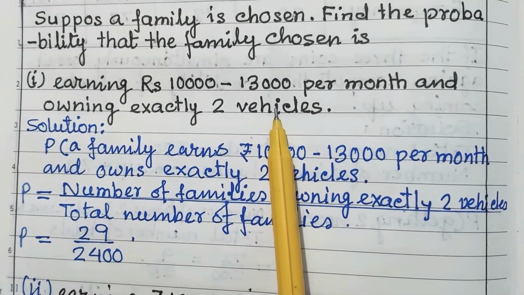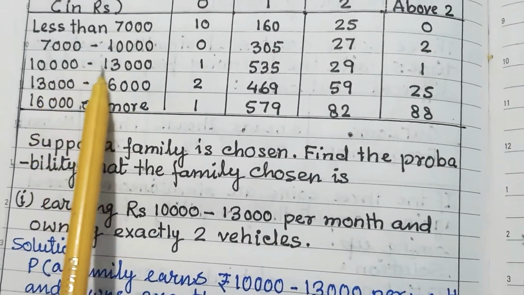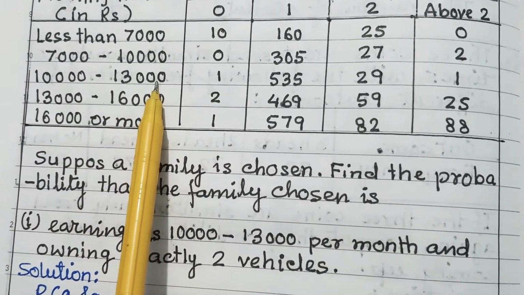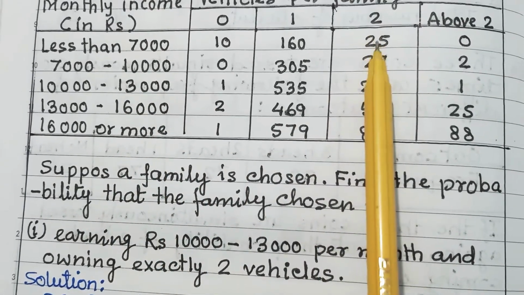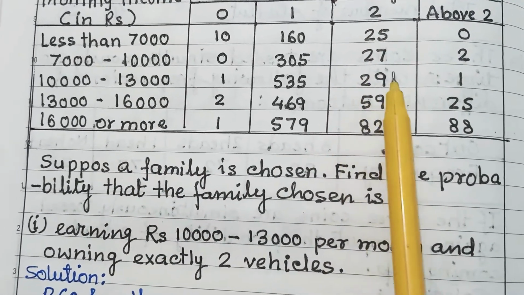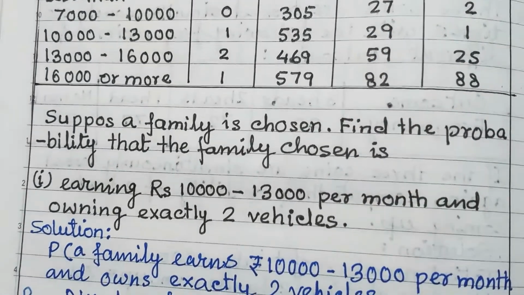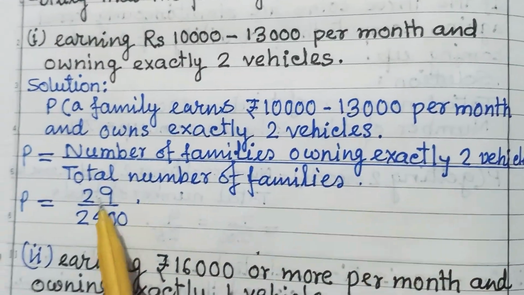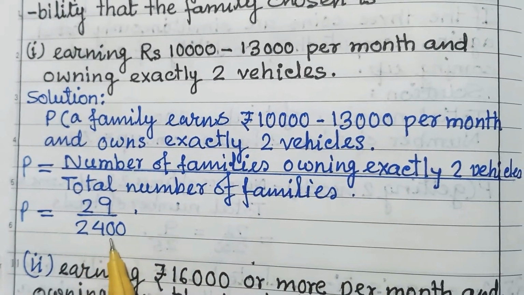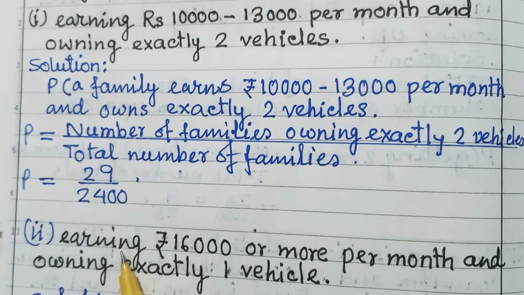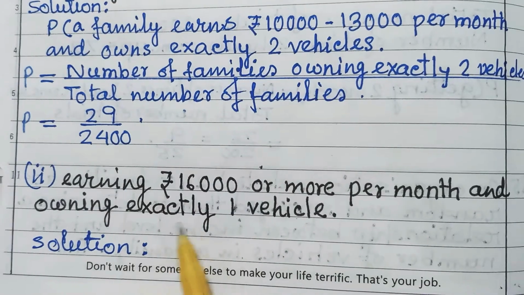Check it. Family income is 10,000 to 13,000, this column, and 2 vehicles, this row. So this number is 29, out of the total families. So 29 families owning exactly 2 vehicles upon the total number of families. So 29 upon 2400.